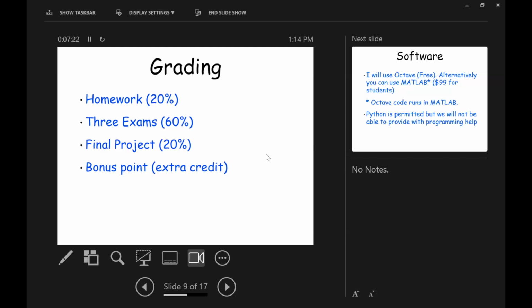So the grading is as follows. This actually worked pretty well last time. Everybody was happy with this grading scheme. And I think what made them happy was there was no final exam. Okay, so 20% homework, 3 exams, and a final project.